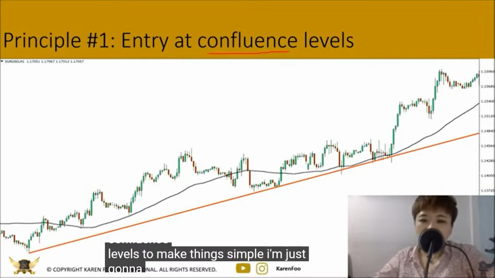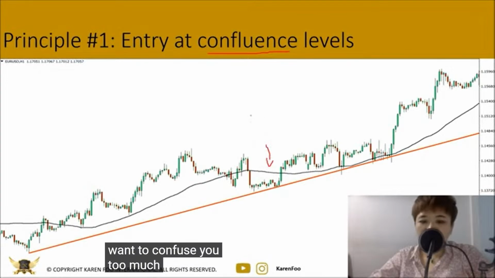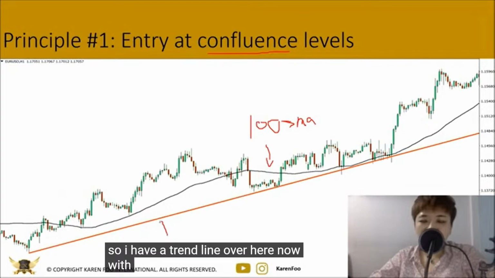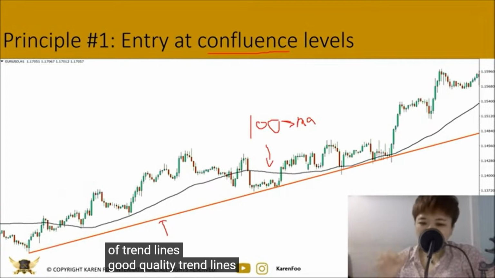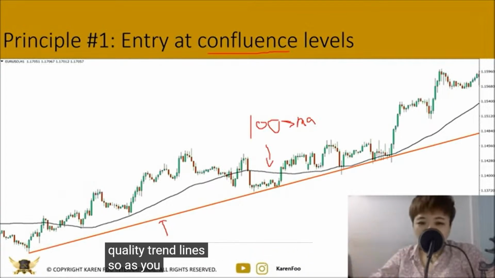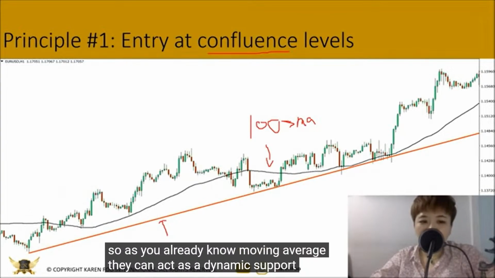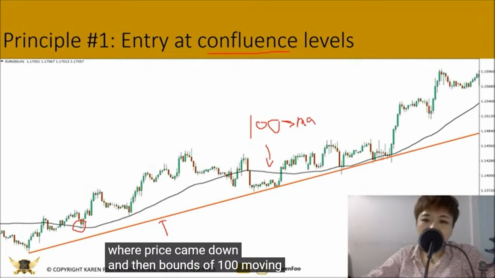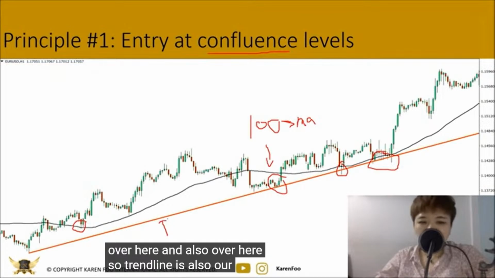To make things simple, I'm just going to put in a 100 moving average, because I don't want to confuse you too much. Okay, so this is the 100 SMA. So I have a trend line over here. Now with trend lines, again, there are a lot of different types of trend lines, good quality trend lines and also bad quality trend lines. So as you already know, moving averages can act as a dynamic support. You can see there are many times where price came down and then bounced off the 100 moving average over here and also over here. So the trend line is also our support.